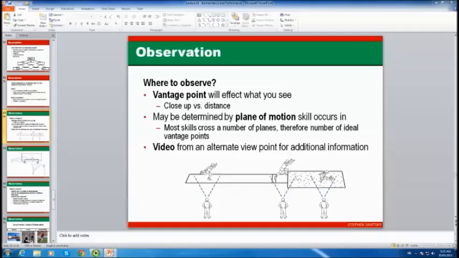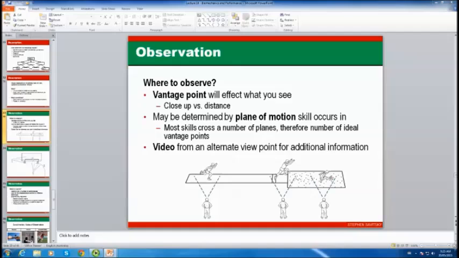Depending on the nature of the skill is where I would stand. For example, I probably wouldn't get much from looking down from above at a person doing this type of skill. Like if I had a camera above them and they were going for the long jump, I might get some information from it. I might also get information standing front on and watching them come towards me. But if we only have one choice, we need to determine which is best.